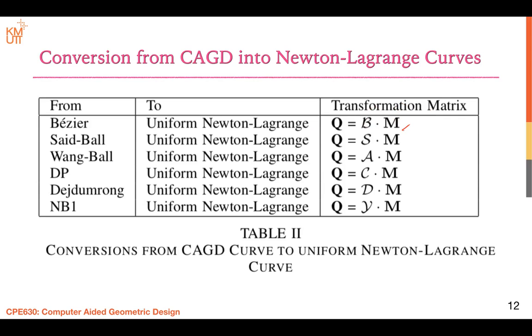So you can do the same thing with the Side, Wang-Bao, and DP curves, and I also have my own polynomial, which my student calls the Damlong curve. And then the last one is NB1. This is also a CATD curve as well. So we can convert from the Newton-Lagrange curve into the CATD curve and vice versa. So that's no problem for us anymore. If we know the monomial form, and also we have the proof as well.